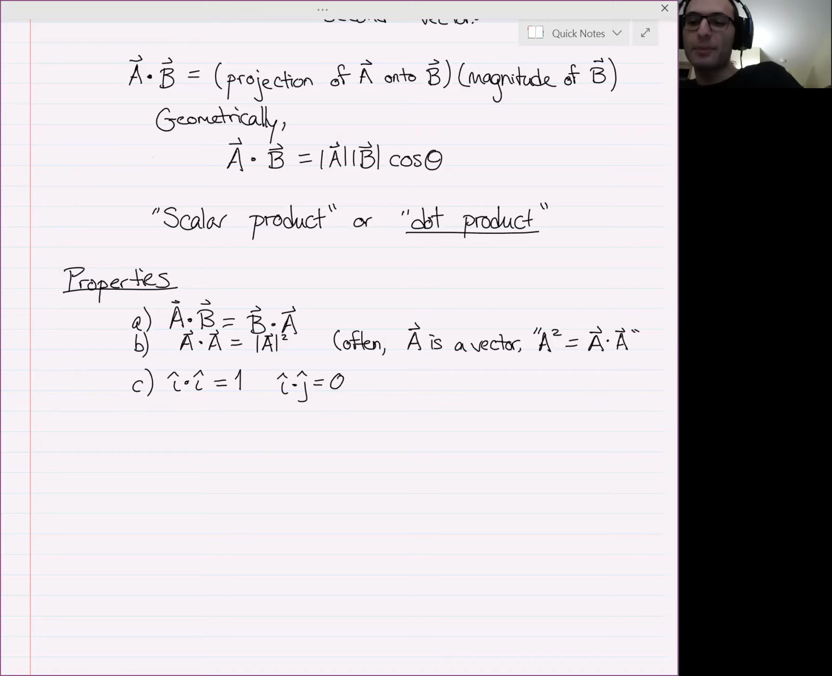Question, why is a an absolute value? So often you'll see this written. That just means the magnitude of a, which, yes, is always positive, but it's just another use of the notation. These are not absolute value signs.